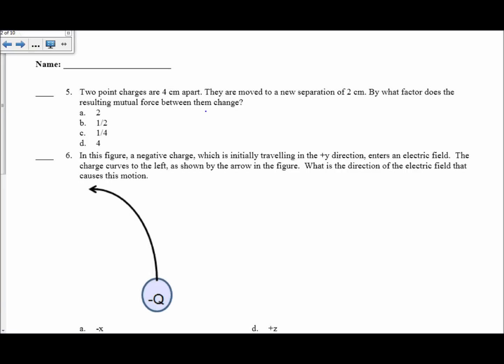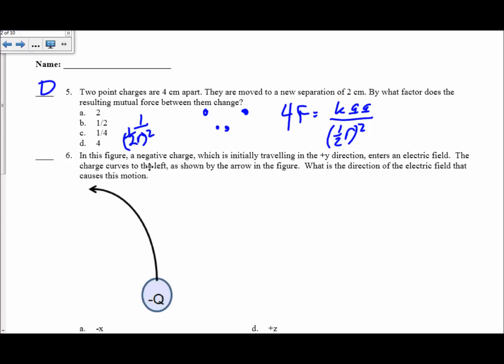Two point charges are 4 centimeters apart, and then you move them to a separation of 2 centimeters. All right, so that means that the force between them is going to increase by 1 over r squared. So if I halve r, that quadruples it, so it's going to be D. Remember, the force is k Q Q over r squared, and I'm taking half of my r value, so that gives me a factor of 4 in the force.